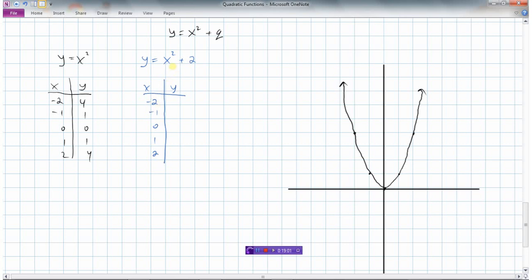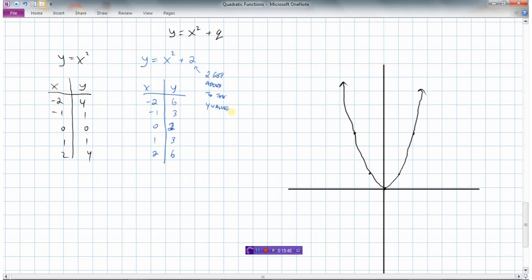So here we're going to put negative 2 in for x, square that, that's 4, but now we got to add 2 to it. So 4 plus 2 is 6. And if I put negative 1 in here and square it, I get 1. 1 plus 2 is 3. If I put 0 in here and square it, I get 0, but I got to add 2. That's 2. You can see what's happening to the y values here is we just keep adding 2 to them. So I should just add 2 to that, call that 3, and add 2 to that, and call that 6. So 2 gets added to the y values.